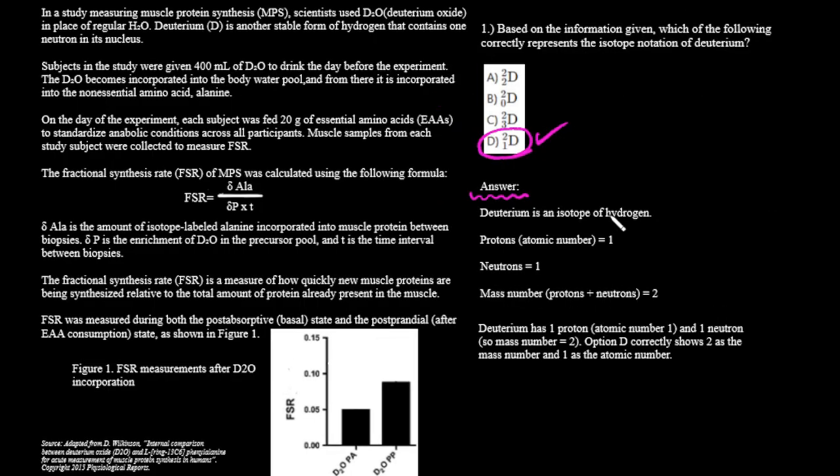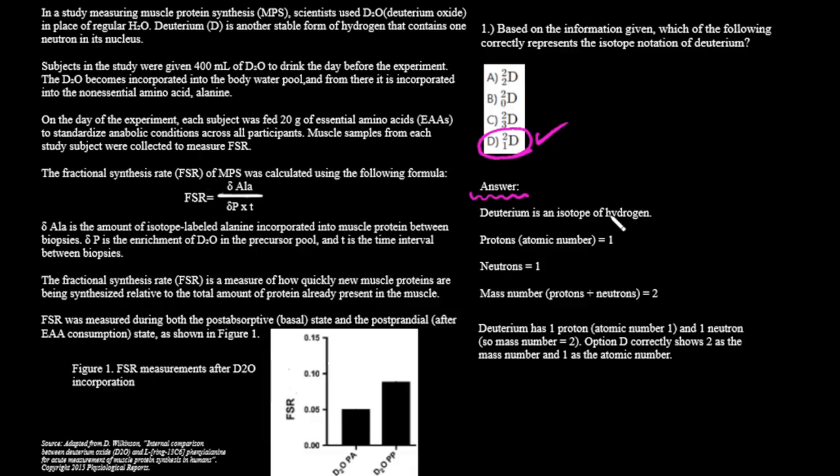So here's the solution to question number 1. Question number 1 reads, based on the information given, which of the following correctly represents the isotopic notation of deuterium? This question is asking you to write the isotope notation for deuterium. You are not expected to memorize the isotopic notations for any of the elements. To answer this question, you need to refer to the passage and use your background knowledge.